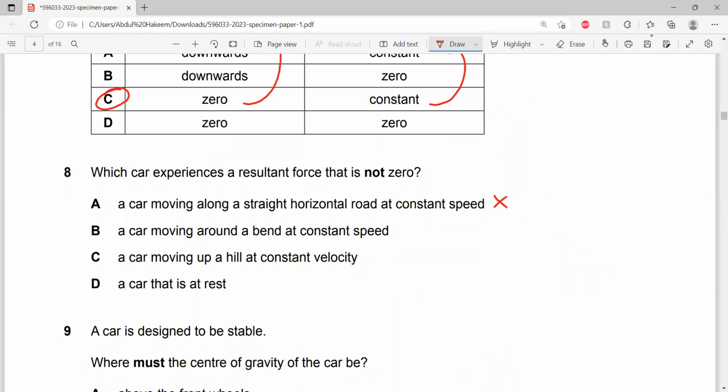A car moving around a bend at constant speed. Look at the bend. So it is changing direction. So there is centripetal acceleration. So the resultant force. So B is the answer. Look at C, a car moving up a hill at constant velocity, straight direction, constant. So acceleration 0, but we have to select not 0. A car that is at rest, no. So definitely the answer is B, because the car is taking a turn, its velocity is changing due to change of direction. So there is acceleration and there is a resultant force. And the resultant force is called centripetal force.